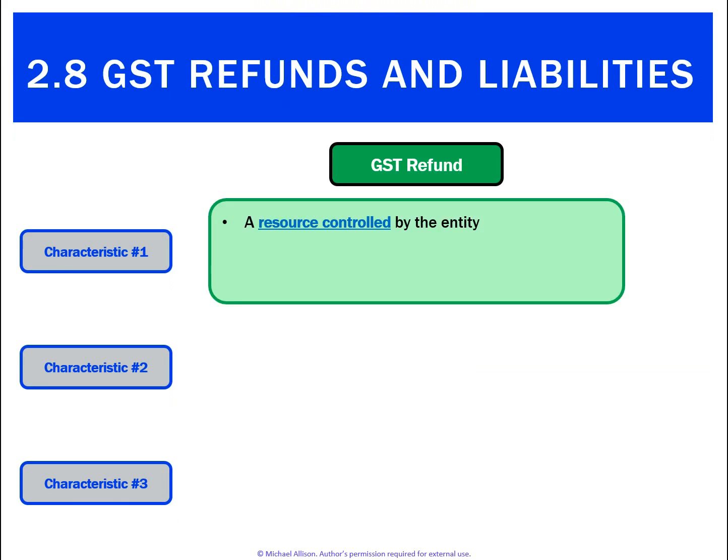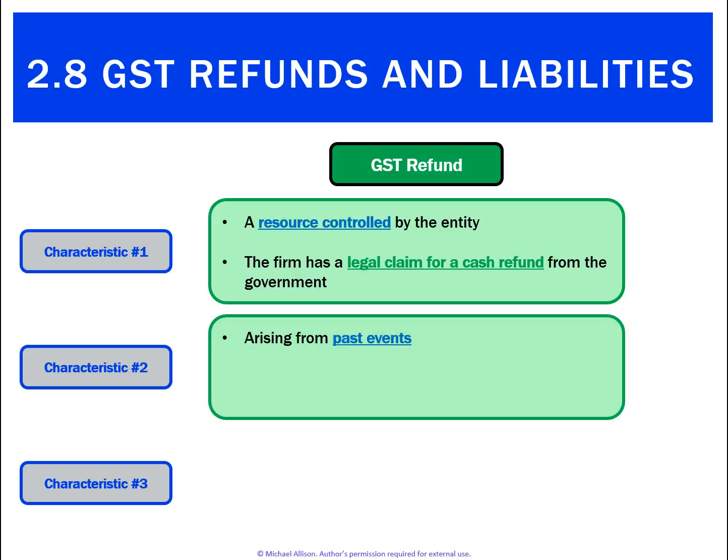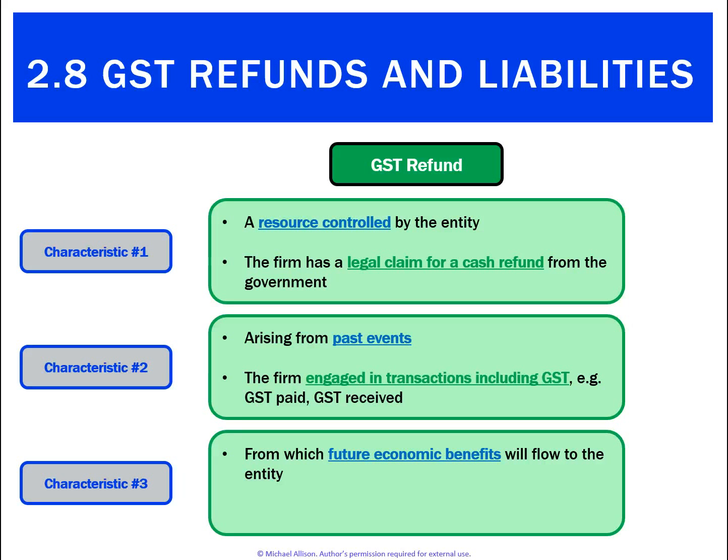Let's look at the particulars from a theory standpoint. Why is it an asset? Well, the first characteristic is there's a resource controlled by the entity. The business has a legal claim for a cash refund from the government. The second characteristic is it arose from past events. All the transactions that involve GST were the past events. And lastly, there's going to be future economic benefits flowing to the entity. In this case, that'll be all the cash that the business receives.